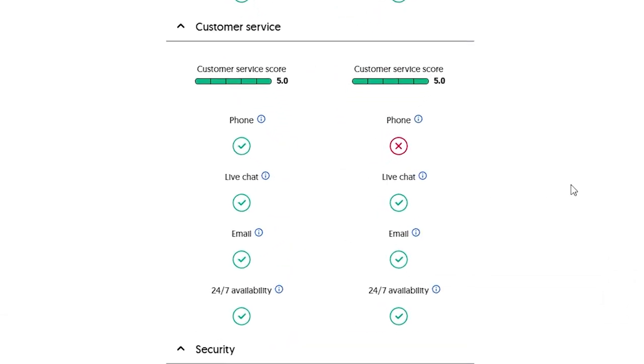And then customer service, both of these platforms look absolutely incredible. Now, I would usually say that, of course, Charles Schwab is going to win because they also offer phone. However, Broker Chooser says that both of these platforms are 5 stars. I personally don't have any experience with either Charles Schwab or Trading 212 customer service. So I'm just going to take Broker Chooser for what they say and just understand that both of these platforms have absolutely incredible customer service.